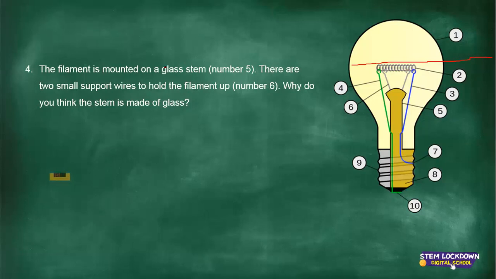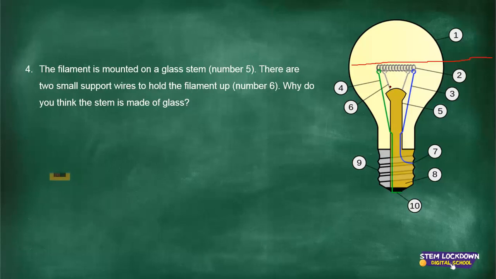So the filament is mounted on a glass stem. If you look at number 5, this is your glass stem. And there are these two small spout wires to hold the filament. So now you look at the glass stem, and it has these two small wires that are holding the filament attached to the glass stem. So now they ask the question, why does it have glass?